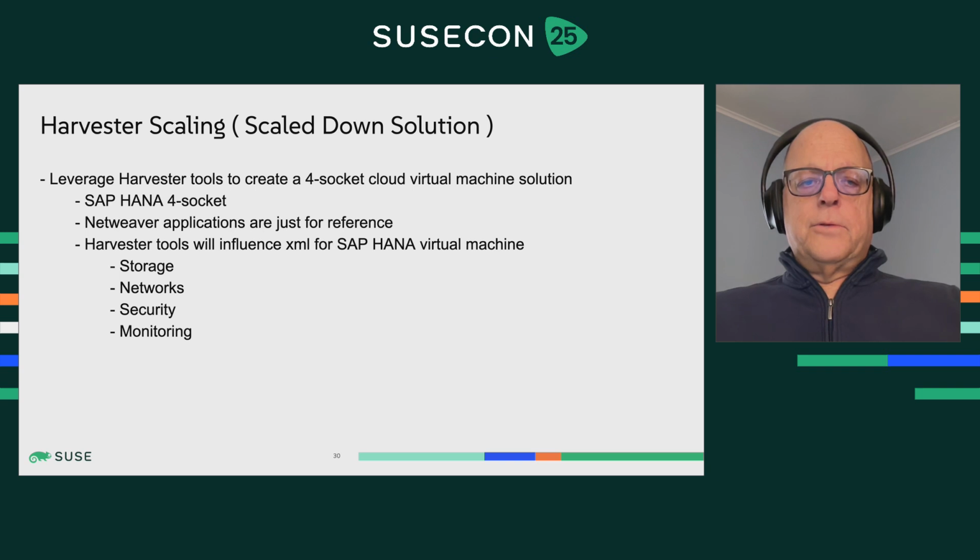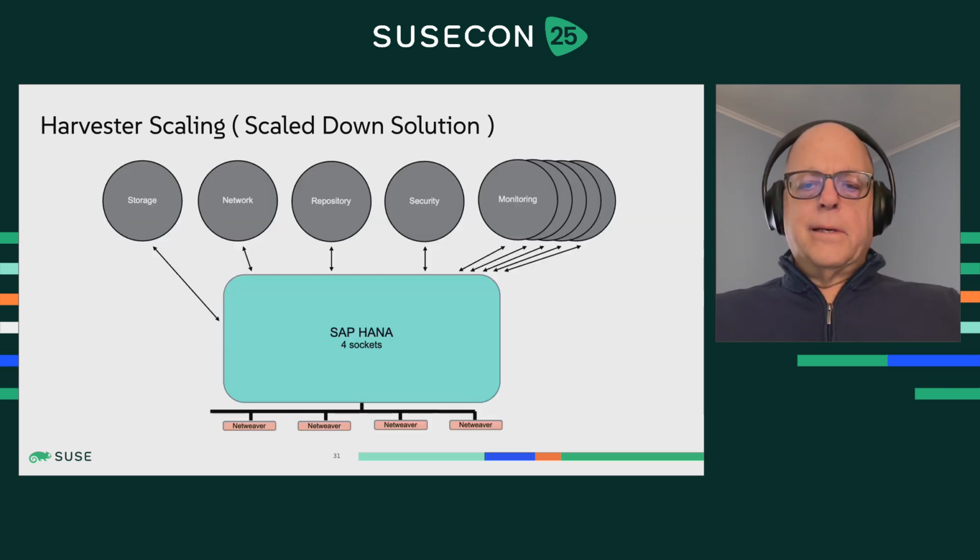If we use Harvester to create a 4-socket version of this, so SAP HANA 4-socket, we'll consider the NetWeaver applications just for reference in the next diagram, but that's really not the focus at the moment. And then we'll use Harvester tools to build the SAP HANA virtual machine, again with the storage, networking, security, and monitoring. We might have a diagram that looks like this, where we have all of the tools influencing the SAP HANA virtual machine in 4 sockets.